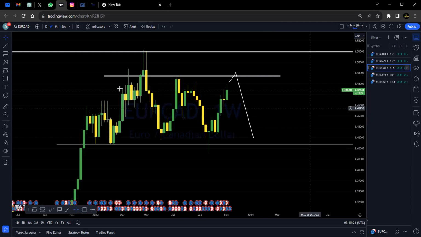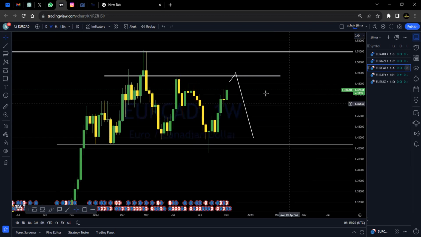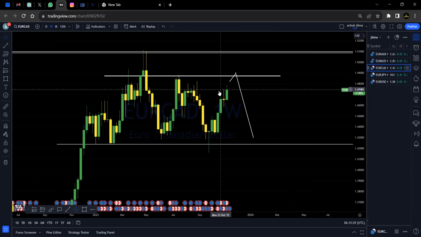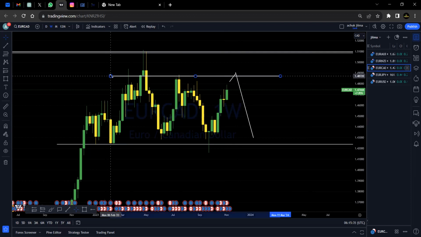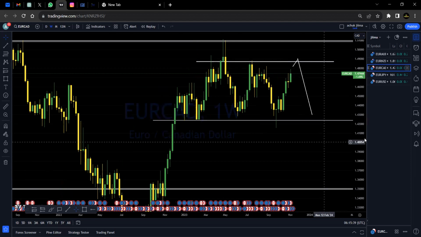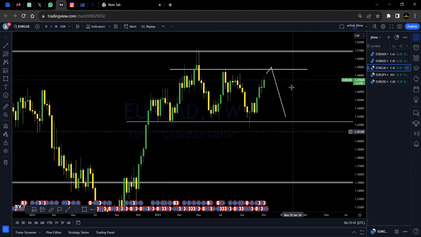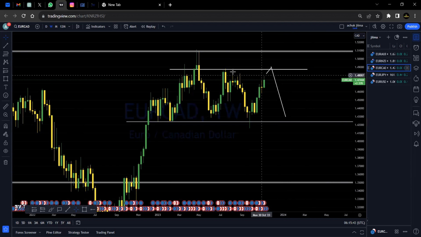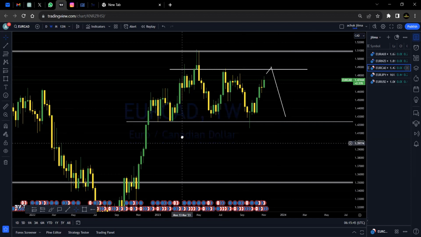This is what we have on EURCAD, and probably by the end of this week we'll have the selling opportunity, or we shall see whether it will push us up to next week. So this is what we have on EURCAD. We're looking for selling opportunities when it reaches this resistance area.